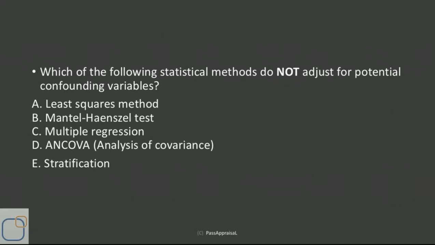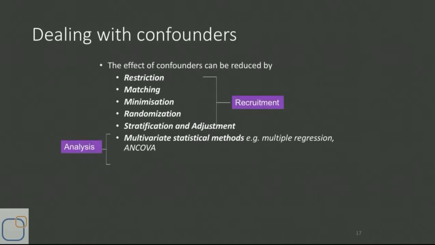Which of the following statistical methods do not adjust for potential confounding variables? Least squares method, Mantel-Haenszel test, multiple regression, ANCOVA, stratification. There is one slide I want you to really keep in memory. This is a slide on dealing with confounders.